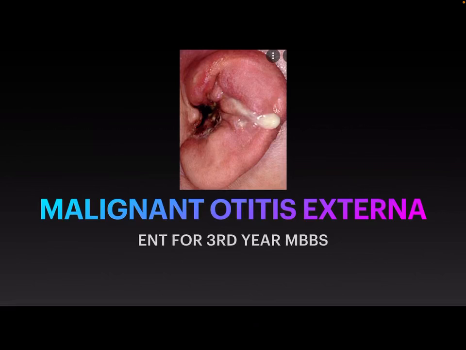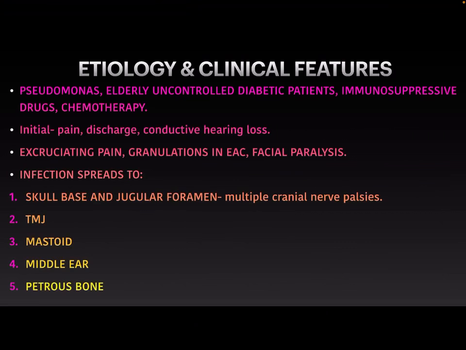So moving on, the etiology I already said, the causative agent is Pseudomonas, and it is more common in elderly patients who have uncontrolled diabetes mellitus, and it is also seen in patients who are on immunosuppressants and who are having chemotherapy. So these are the predisposing factors for the development of malignant otitis externa.